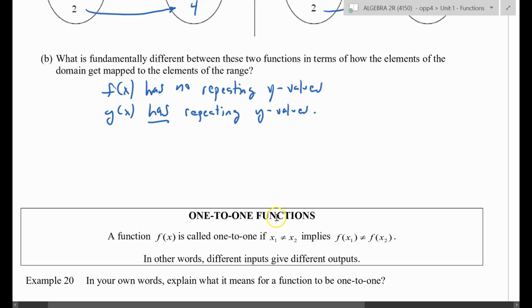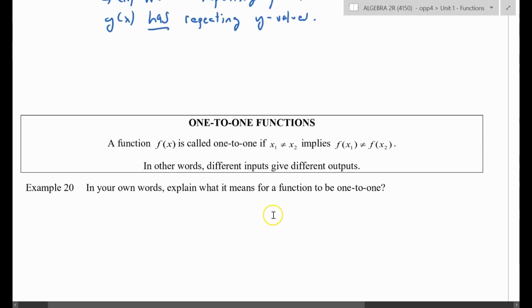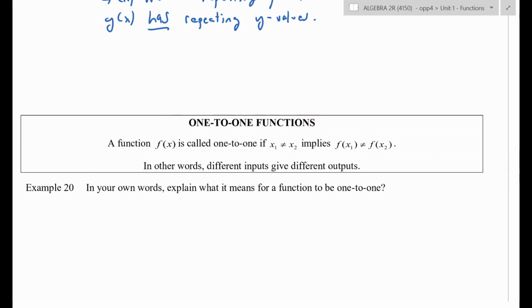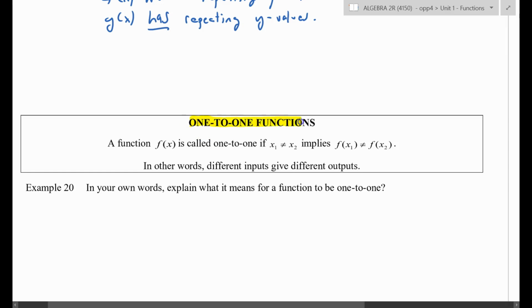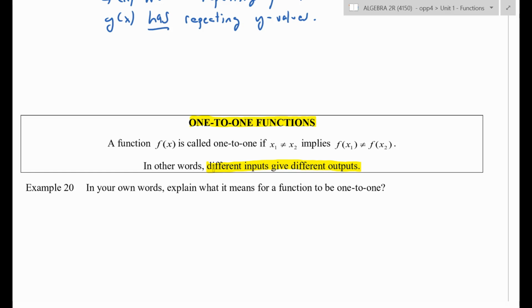Understand what we're trying to accomplish today. What happens when we have repeating y's? So I'm going to give you a definition of something known as one-to-one. A one-to-one function is one that will always give you different outputs. Something is one-to-one when there are no repeating y values.